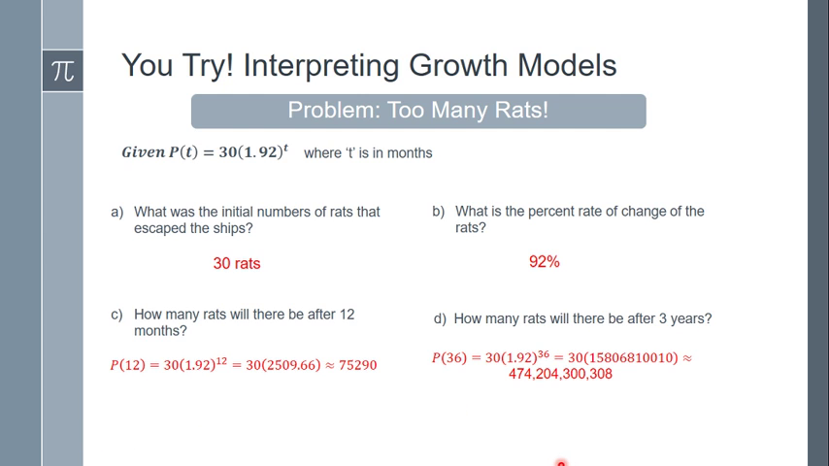Then I solve this equation using the calculator, and I get this ridiculously large number of over 474 billion rats. In real life, they die off, and predators eat them, and the population of the island can't support them because they don't have enough food, so you don't get up to, thank God, 474 billion rats running around.